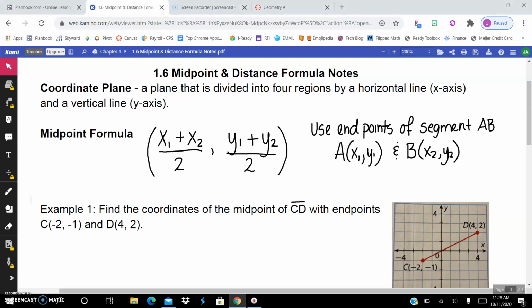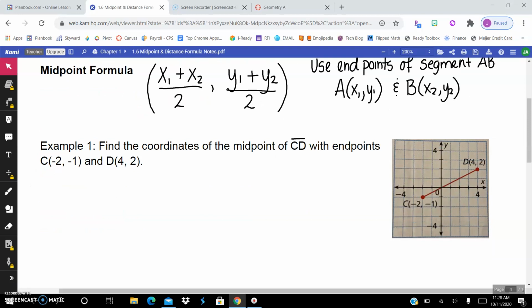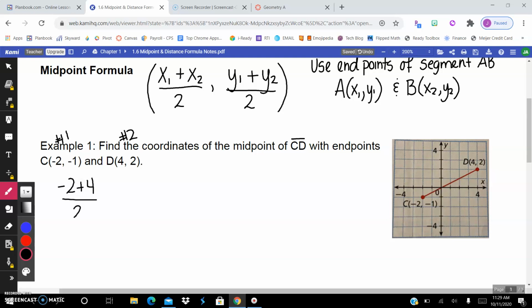Example 1 wants us to find the coordinates of the midpoint of segment CD, with endpoints C and D given. I'm going to call point C our number 1 point, and point D is our number 2 point. So for our x coordinate, we are going to do x1 plus x2. So I'm going to do -2 plus 4, and then I'm going to have to divide that by 2. -2 plus 4 would give me 2, and then I have 2 at the bottom. So 2 over 2 is 1.